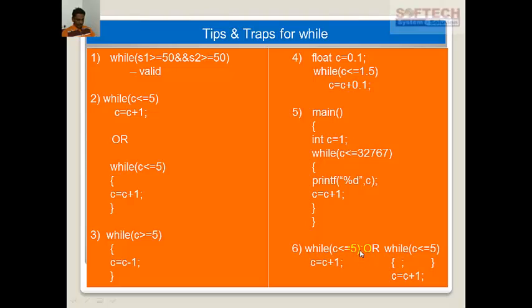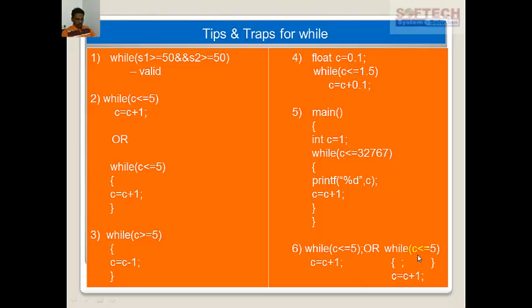If we put a semicolon, it will not accept C equals C plus 1 as the true block of the while. This is a separate statement. While is ended with the semicolon. So in a while statement, we don't need to put a semicolon. If we put a semicolon, the loop executes continuously. It is an infinite loop. It will not come out.